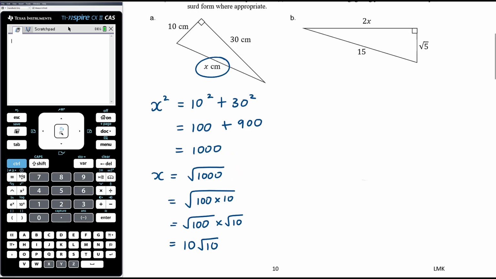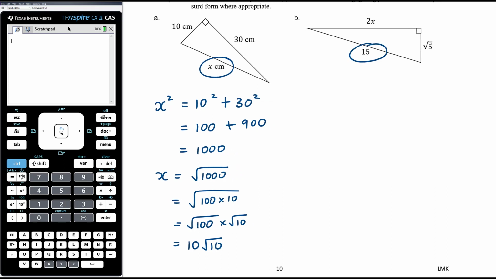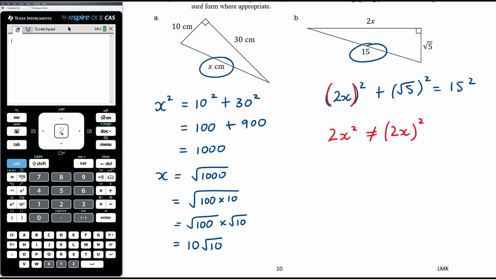Okay, and part B, again, this one's the hypotenuse, so that's got to be on its own. I always like to write the x on the left-hand side at the beginning, so this time I'm going to write my Pythagoras' theorem as 2x all squared plus root 5 all squared has to equal 15 squared. It's really important that you have these brackets here, okay? 2 times x squared is not the same as 2x all squared, so be clear about what you mean. In this case, it is this thing squared plus this thing squared is equal to this thing squared. So if there needs to be brackets, then there needs to be brackets, and it's not correct without them.